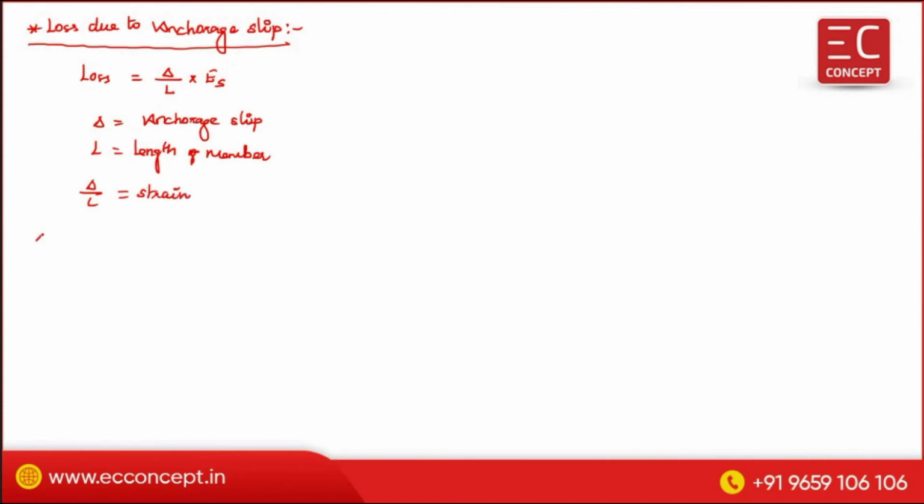Now next one is loss due to friction. What is the loss due to friction? Here the loss is equal to P naught into (Kx + mu alpha). So this is the loss due to friction. Here x is, you have to keep this in your mind.